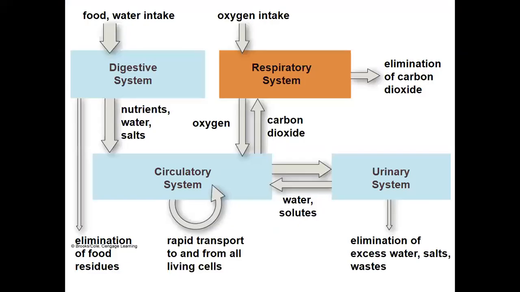Look at this concept map. At the same time, we take in food, water, and oxygen. By the digestive system, we take food and water, and by the respiratory system, we take oxygen and get rid of carbon dioxide. In the circulatory system, they meet and there is rapid transport to and from all living cells. At the same time, there is elimination of food residue, elimination of excess water and salts with the urinary system, and elimination of carbon dioxide with the respiratory system.